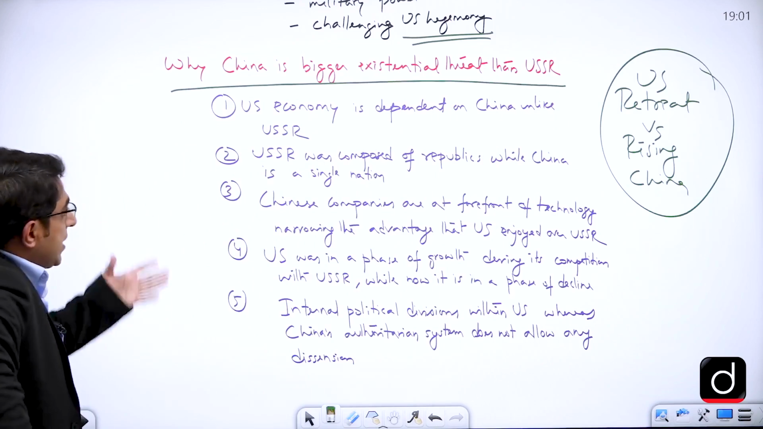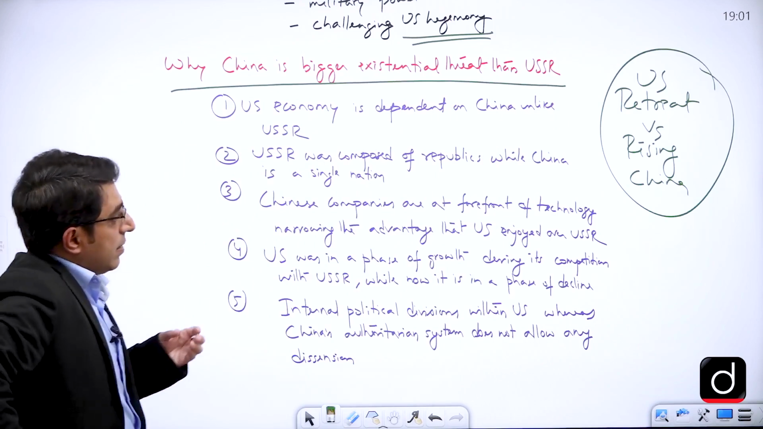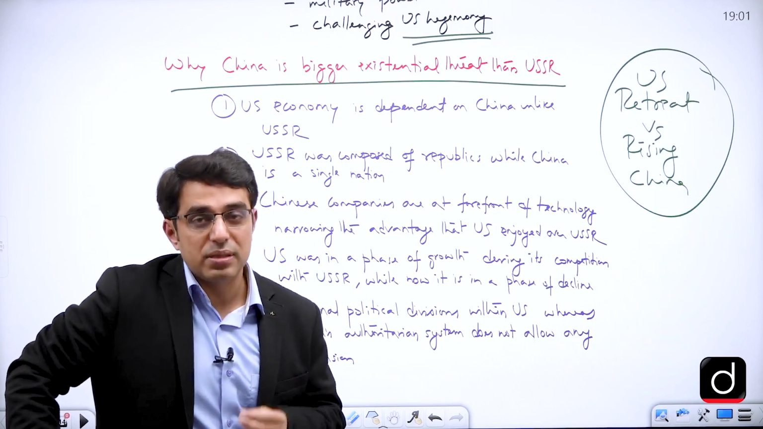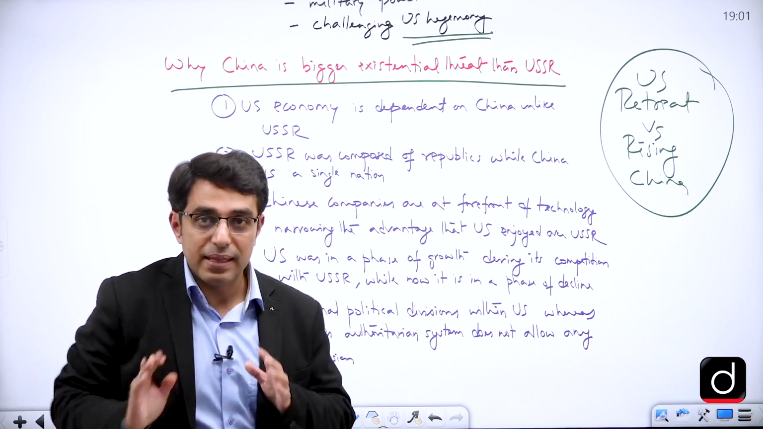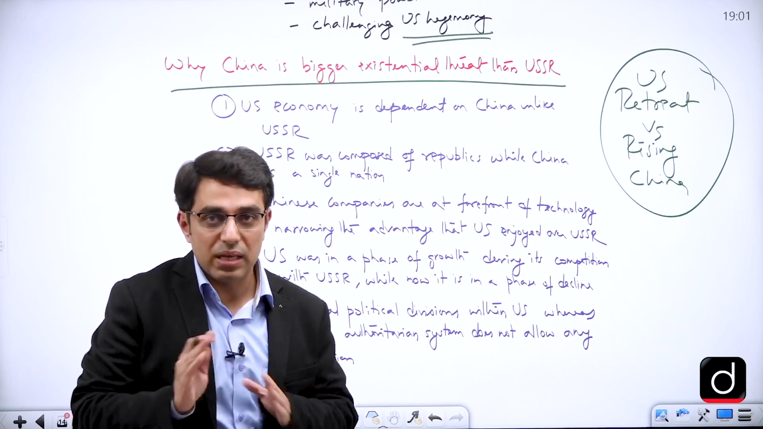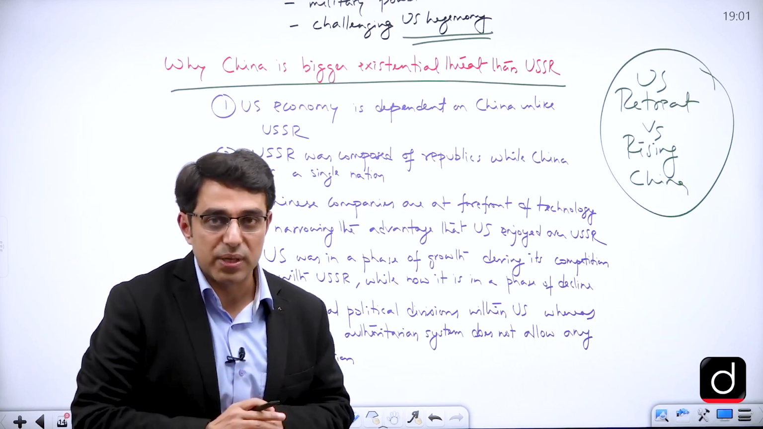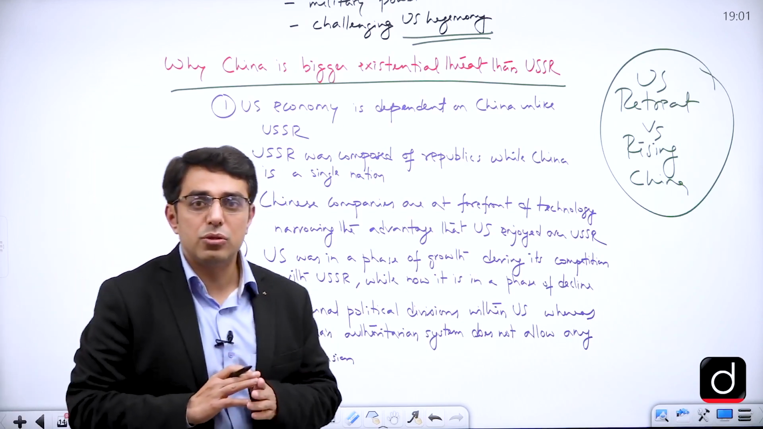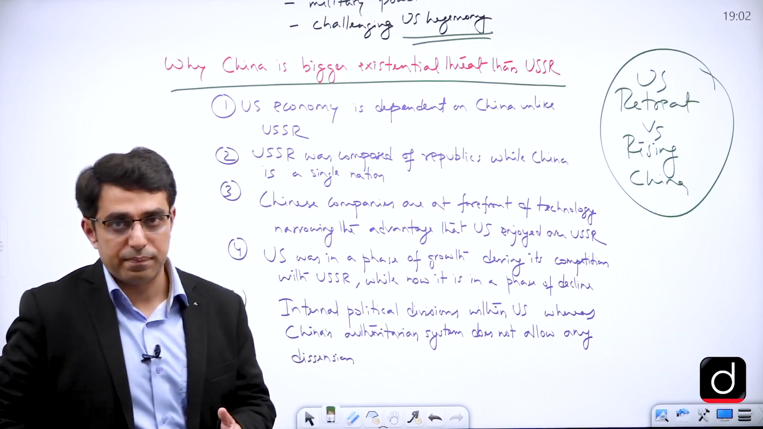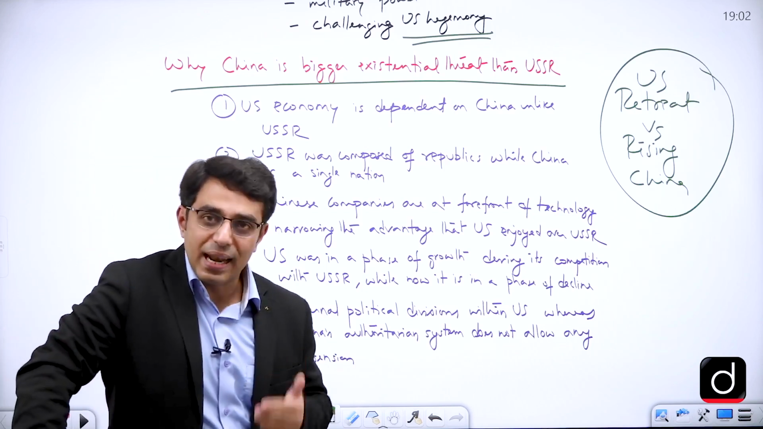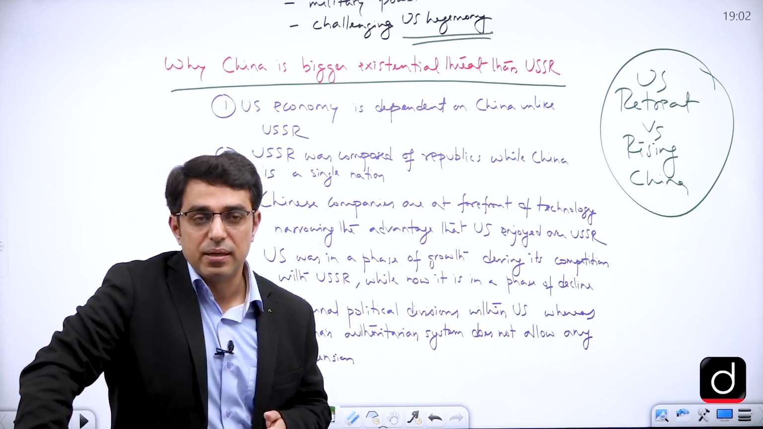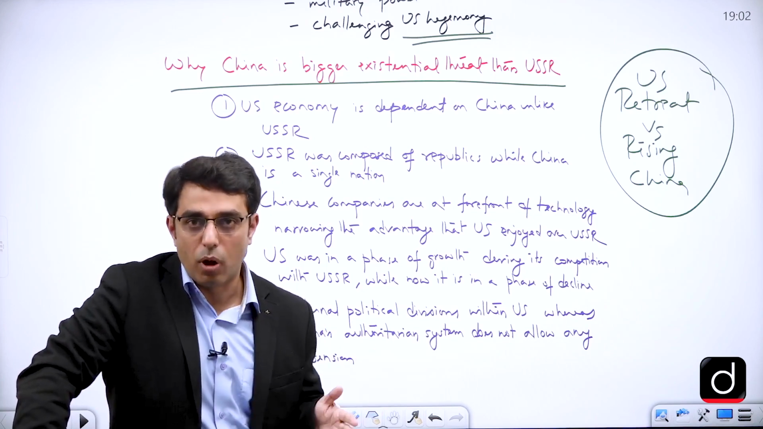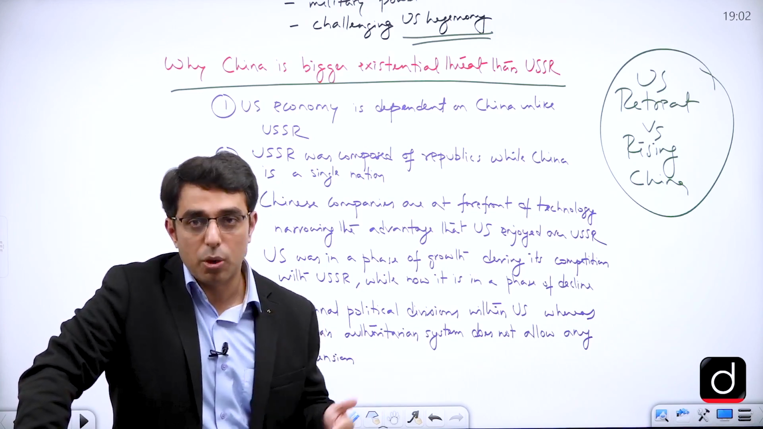So, the first point that we can give here is that the US economy is much more dependent on the Chinese economy than it ever was on the USSR. So, US economy was never actually dependent on the Soviet Union's economy. Okay. Soviet Union and its allies during the Cold War period were isolated or cut off from the other bloc. So, there was no economic dependence.